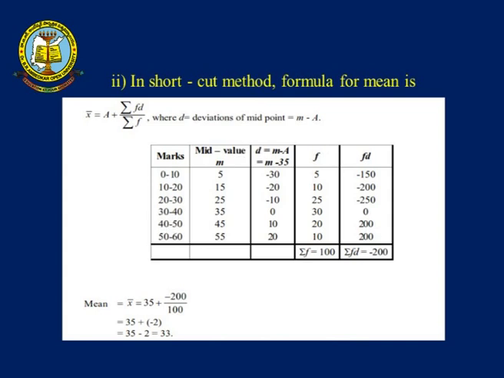After getting these deviation values, we multiply them with f, that means d into the third column gives the fifth column. The sum of that fifth column is summation fd. This value is minus 200. So in the shortcut formula, you already know the arithmetic mean: x bar is equal to a plus summation fd by summation f. Using the values from the table, you can substitute: the arbitrary value 35 plus minus 200 by 100, that value is equal to 33. You can check by going back to your previous method. Both give the same answer.